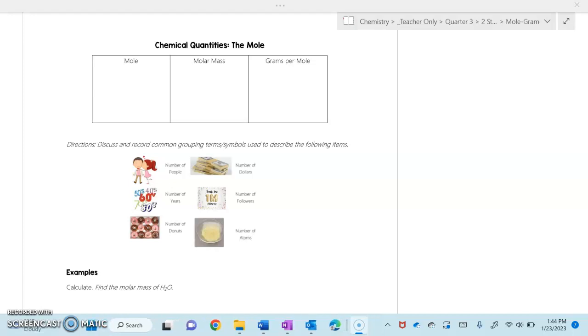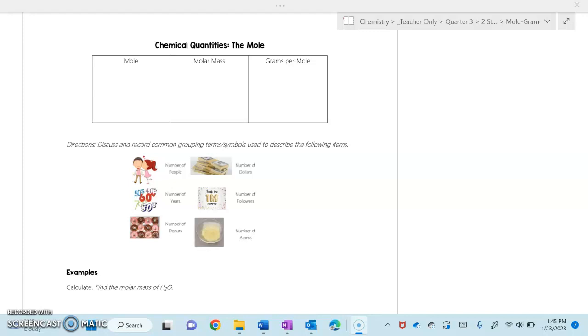Today we are starting a new unit involving lots of conversions, and we are going to be focusing on a mathematical quantity called the mole. And the mole is just like a really large dozen, if you will, and it's a grouping term referring to the amount of atoms or molecules in a particular sample.